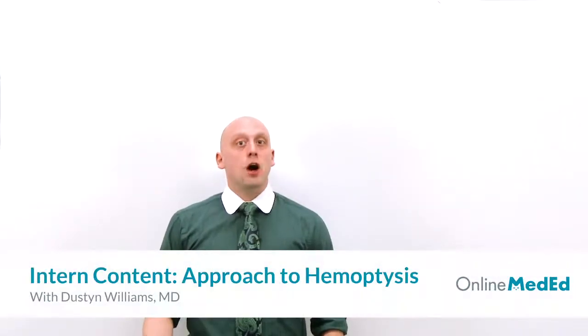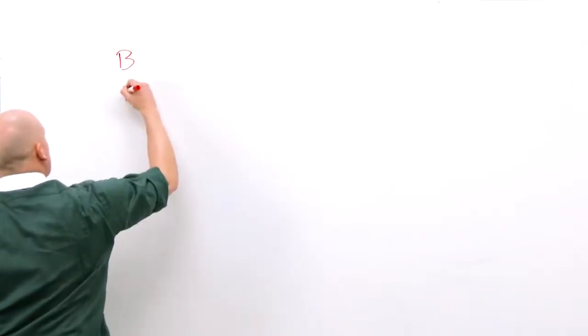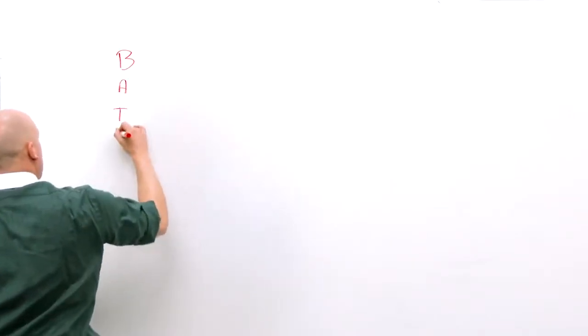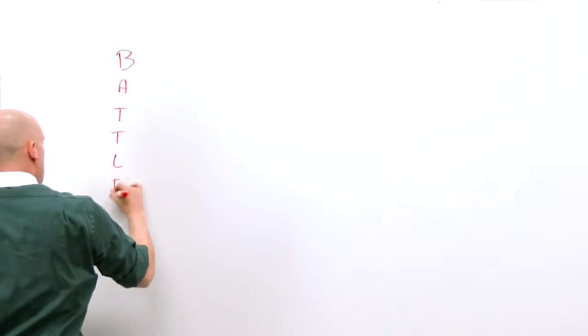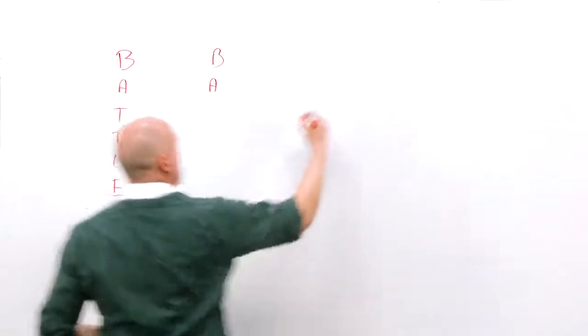This is the approach to hemoptysis, that is, coughing up blood out of the lung. You'll see why that matters towards the end. The advanced organizer is BATTLE CAMP. Now, I know that battle camps don't have anything to do with hemoptysis, except maybe spreading TB.